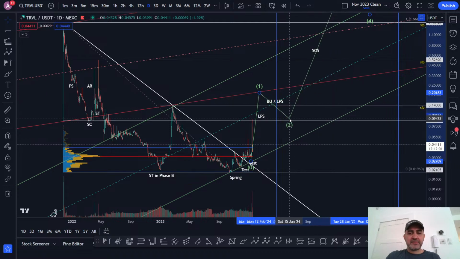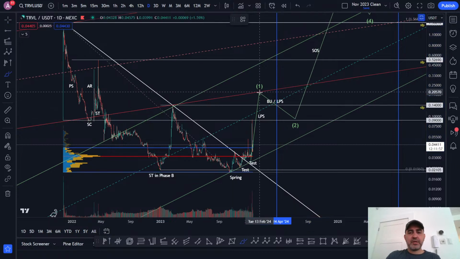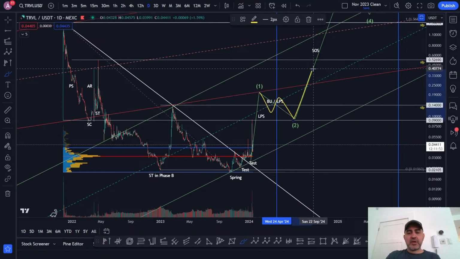And obviously then you have deep ones, which are corrective, but that would also work too, because then you're just looking for some kind of corrective ABC to go up.